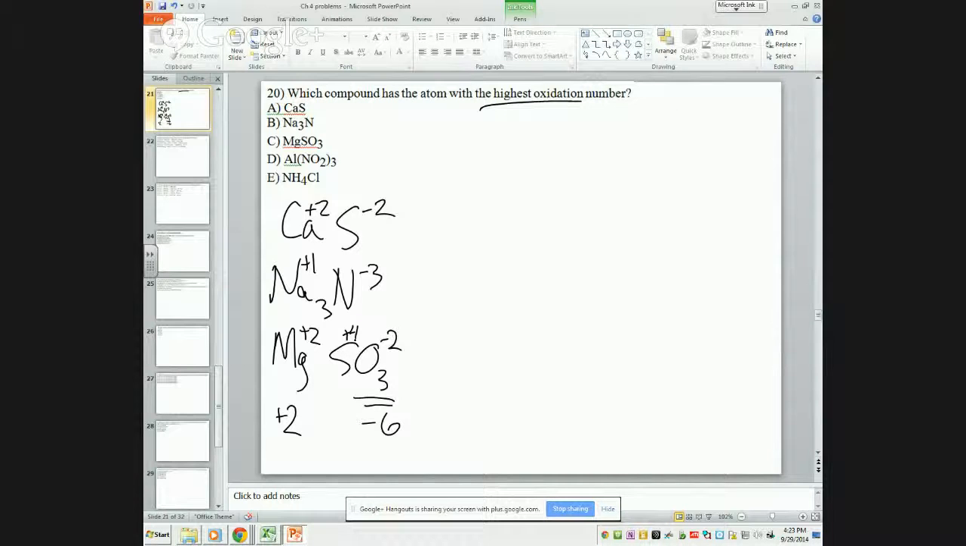I'm going to do the same thing for aluminum nitrite. Al has to be positive 3. I know oxygen's minus 2. This whole ion has to be minus 1. So I know the nitrogen has to be positive 3.